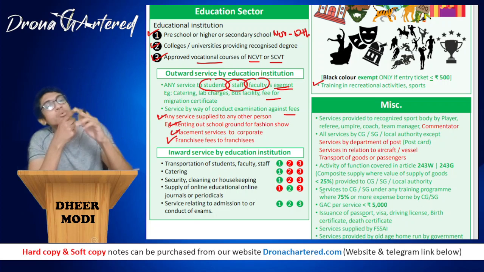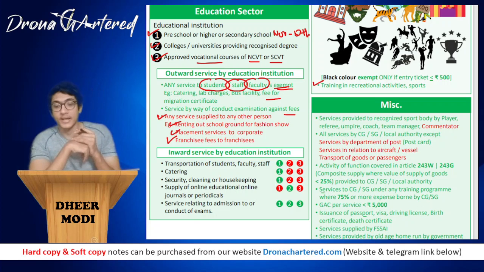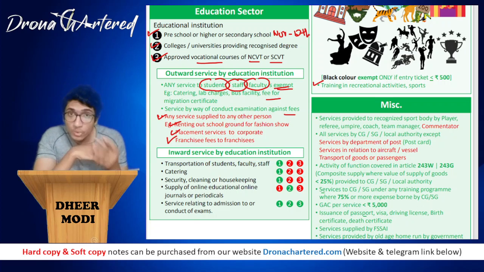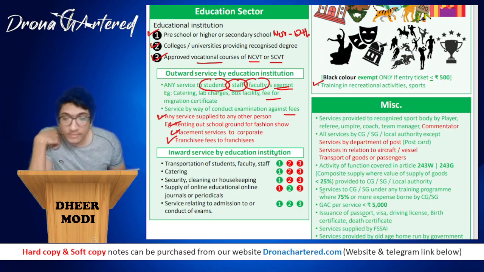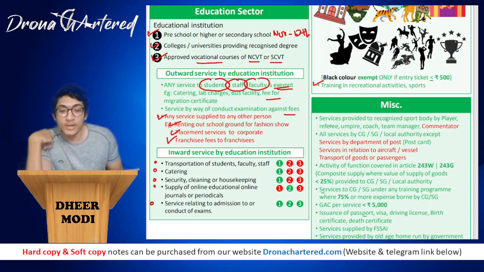Outward service to student, staff, faculty is exempt. To all other people it will become taxable. Okay sir, outward is clear. What about inward? So inward service by education institution, you basically have to remember 1, 2, 3, 4 and 5 points. Okay, so only 5 points you have to remember, and remember the numbers. I told you 1, 2, 3.